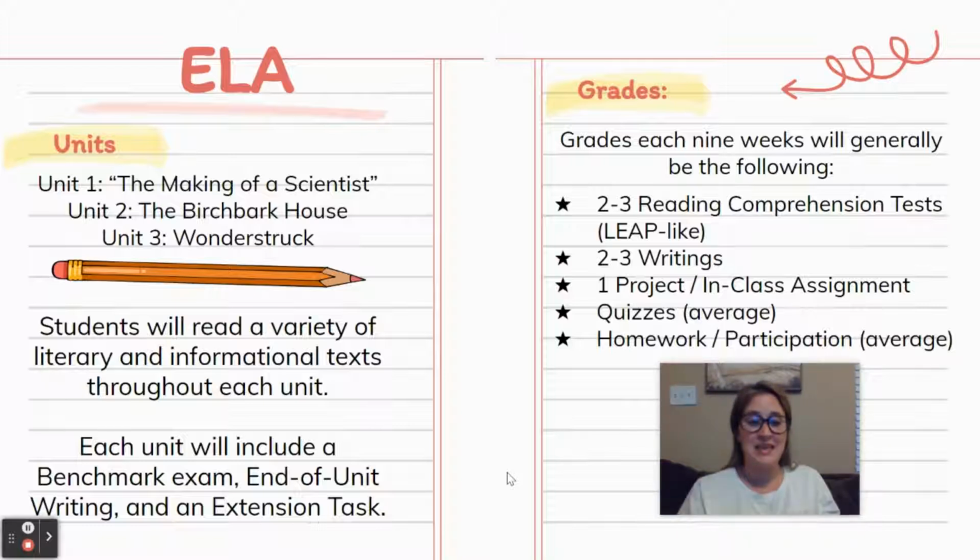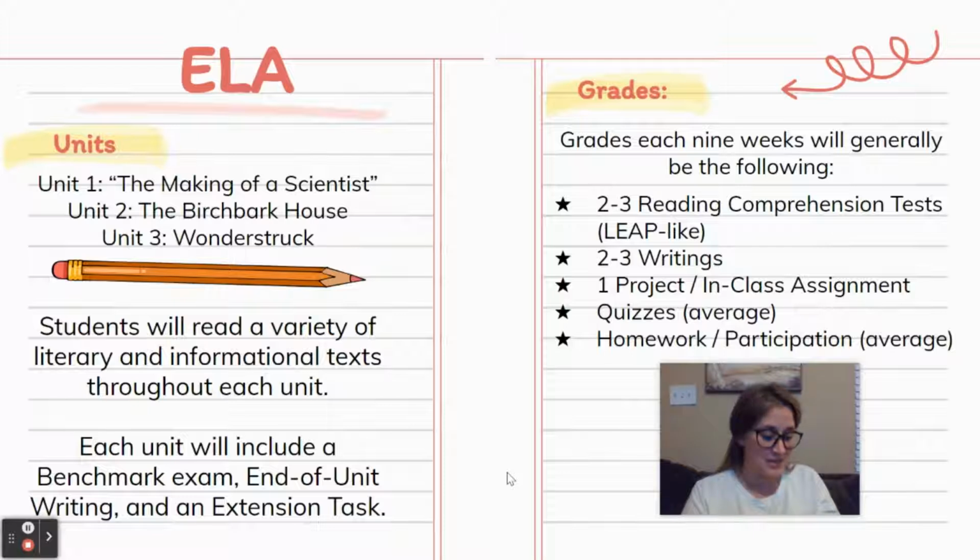Another task is the end of unit writing or the culminating writing, which is almost the last assignment they do in the unit. It's kind of taking everything that they've done together and answering a big prompt that they've been working up towards throughout the unit. So that will also, wherever that falls in the quarter, be taken as a writing grade on the report card as well.